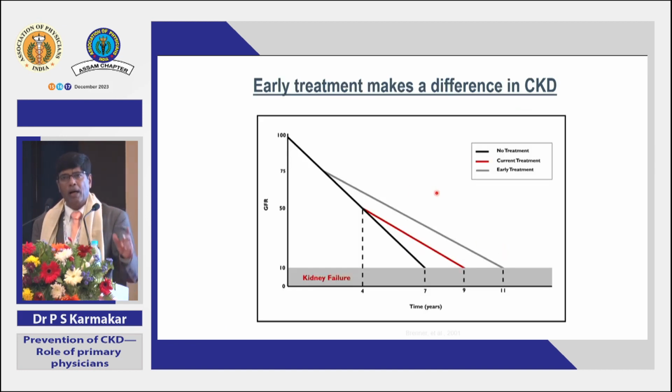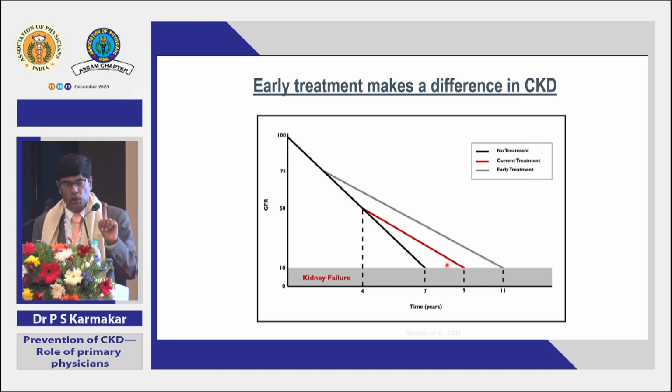Now coming to how much delay you can make. If you really start the treatment at the level of 50 milliliter, that is your third stage, that is in stage 3 CKD, if you can control all those three things, hypertension, diabetes, and albuminuria, you can offer 2 years of ESRD-free life.